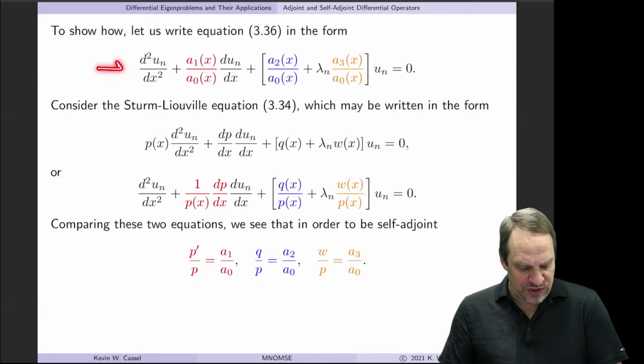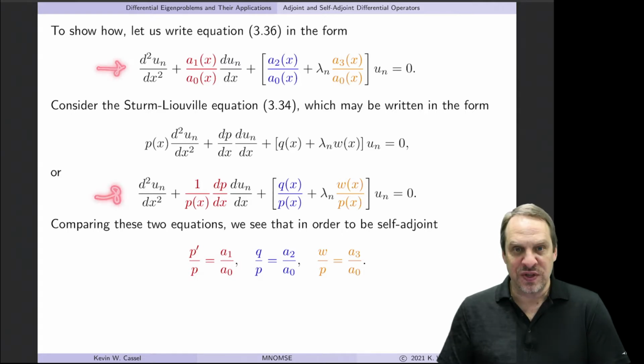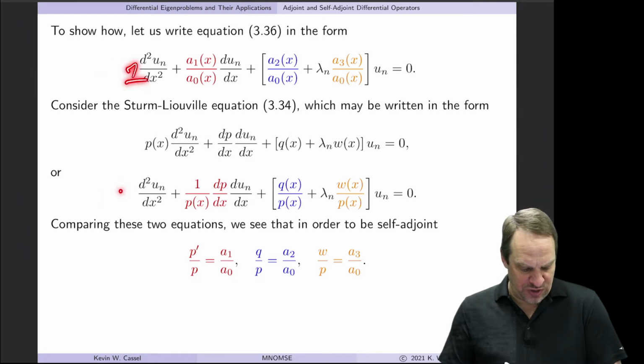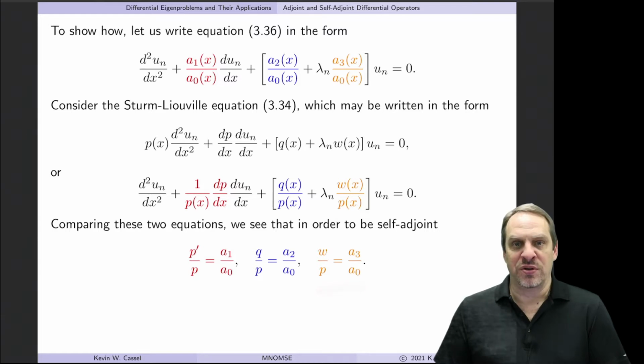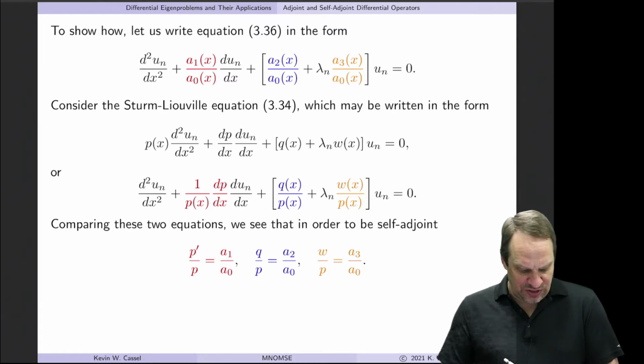So if we want these two equations to be the same, well, 1 and 1 are already the same. a1 over a0 would have to be equal to dp dx over p, so that'll be our first requirement. And then a2 over a0 would have to be equal to q over p. That would be our second requirement. And a3 over a0 would have to be w over p. That's our third requirement.